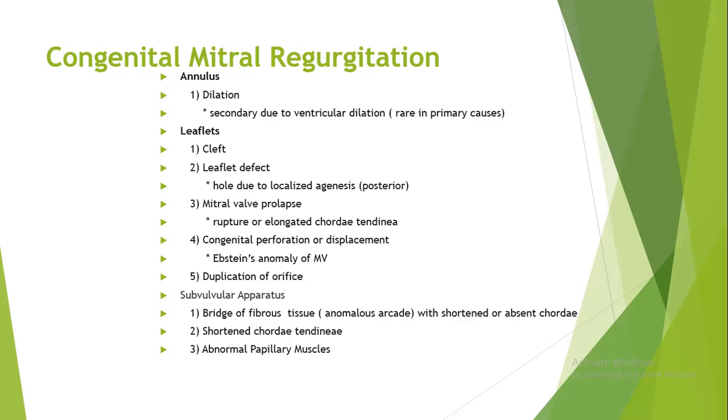On the leaflets, there is usually a cleft or leaflet defect, which is a hole due to localized agenesis, mitral valve prolapse, rupture or elongated chordae tendineae, congenital perforation or displacement, as seen in Epstein's anomaly of the mitral valve. In the subvalvular apparatus, there is a bridge of fibrous tissue, which is called an anomalous arcade, with shortened or absent chordae. There are shortened chordae tendineae and abnormal papillary muscles.